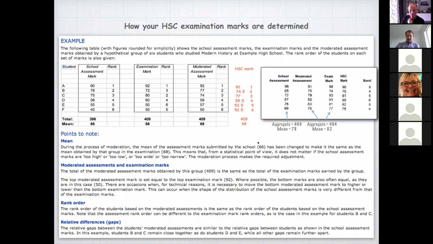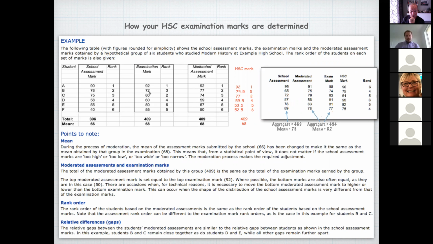And now I'm just going to go through how important the HSC is. This is what I give my Year 12 kids. This is the school assessment here. You can see what the aggregate is. And then this is their examination mark. You can see that they went better in the exam than the assessment. So the moderated assessment is given the same aggregate and the same mean as what the class achieved in the exam. This is why, if you've got a long tail, it can really pull your results down.